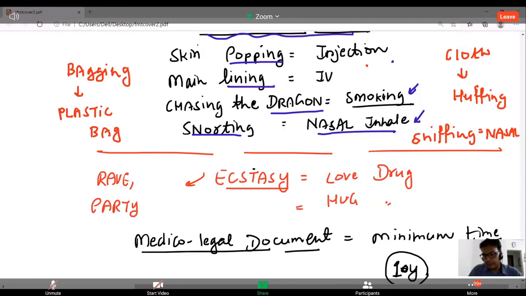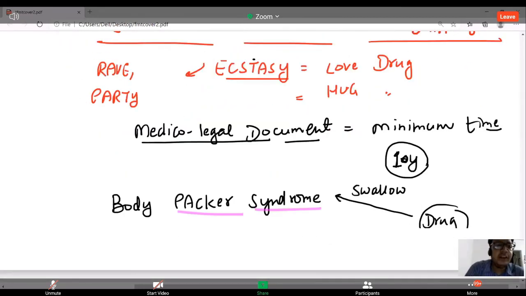Rave drugs or party drugs are ecstasy. Ecstasy is known as love drug or hug drug.